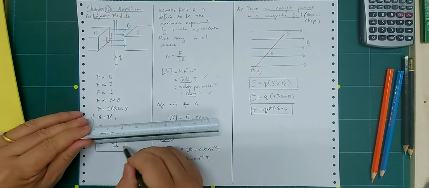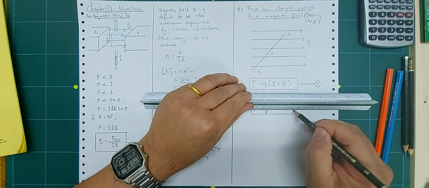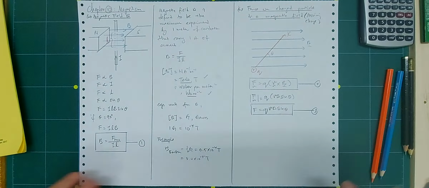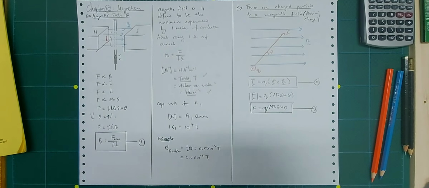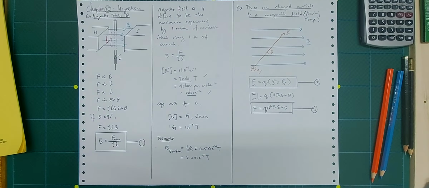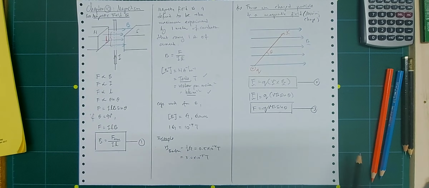So we have now equation number 1, this is equation number 2, and this is equation number 3. Alright, so that is the formula used to calculate. But now the next one is we need to know the direction of the force, because force is a vector.